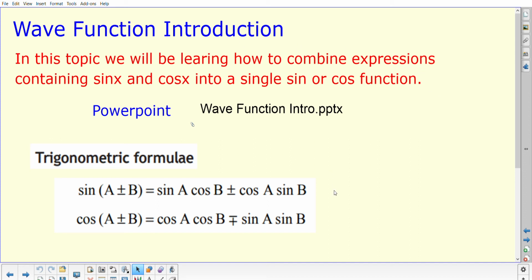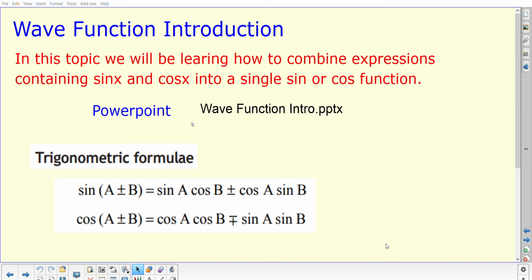Right, so as I said, the wave function is basically about how we can combine expressions that contain sin x and cos x. So we're going to look at a little PowerPoint that will take us through this. I will post the notes that go with this, but this is just to quickly introduce you to this.